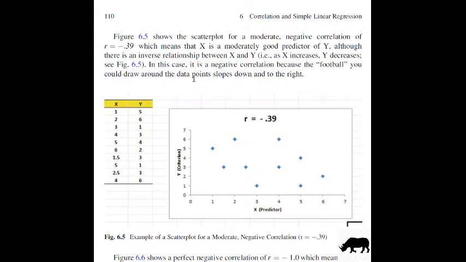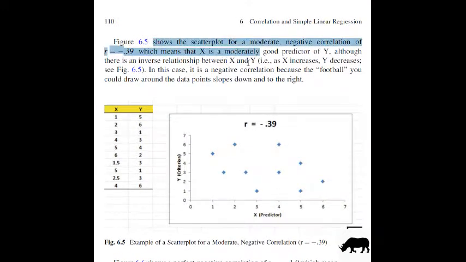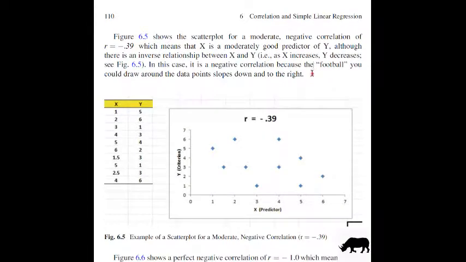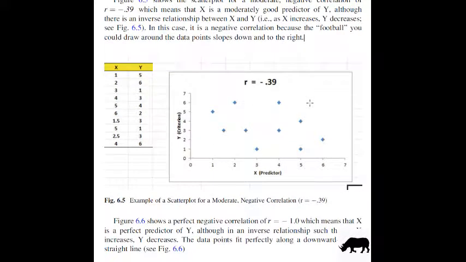Figure 6.4 shows the scatter plot for a moderate negative correlation of R = -0.39, which means that x is a moderately good predictor of y, although there is an inverse relationship between x and y, i.e., as x increases, y decreases. See Fig. 6.5. In this case, it is a negative correlation because the football you could draw around the data points slopes down and to the right.